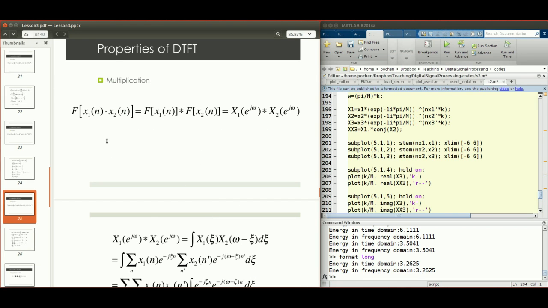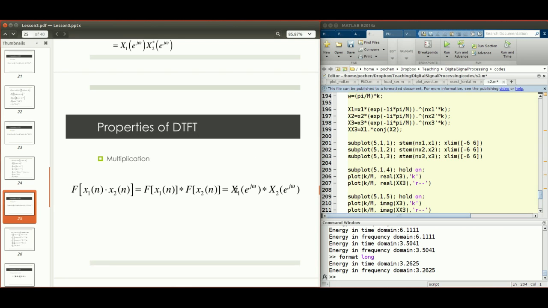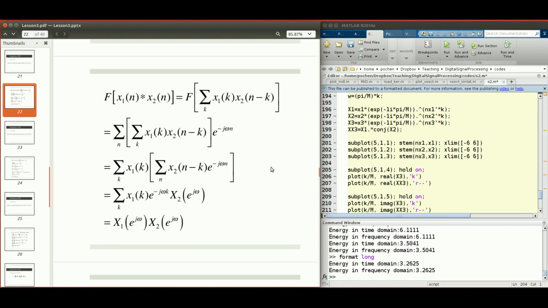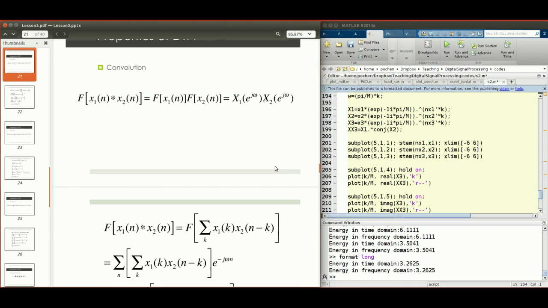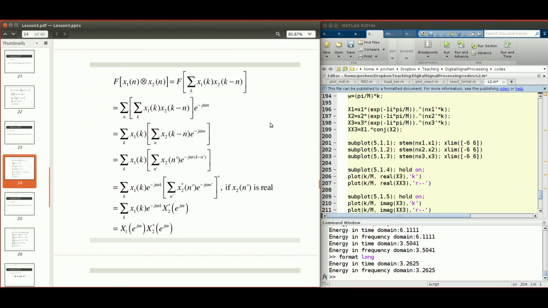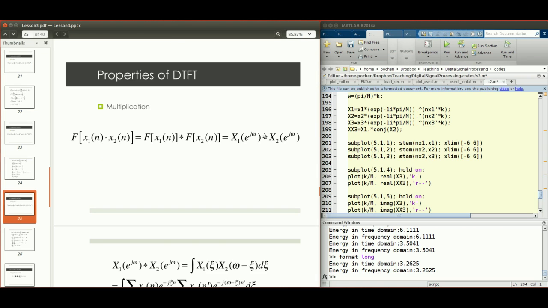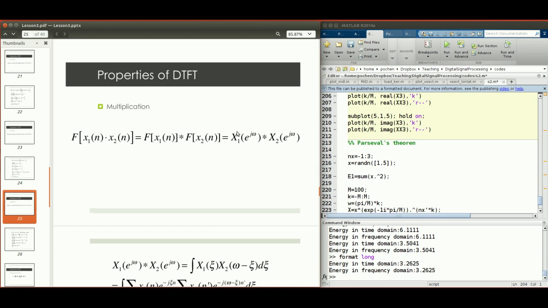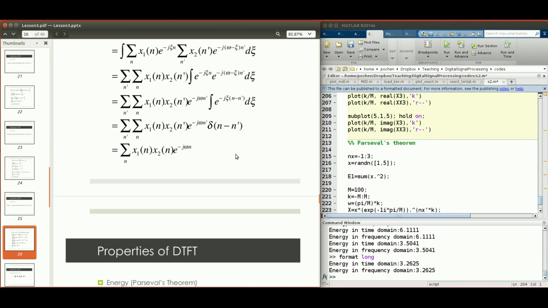So multiplication in the time domain is equivalent to convolution in the frequency domain, right? It's just like the symmetry of this property: convolution in the time domain is equivalent to multiplication in the frequency domain. I'm going to skip the Matlab validation for the multiplication property. You can give it a try if you are interested, but you have to be careful about how the convolution is implemented.